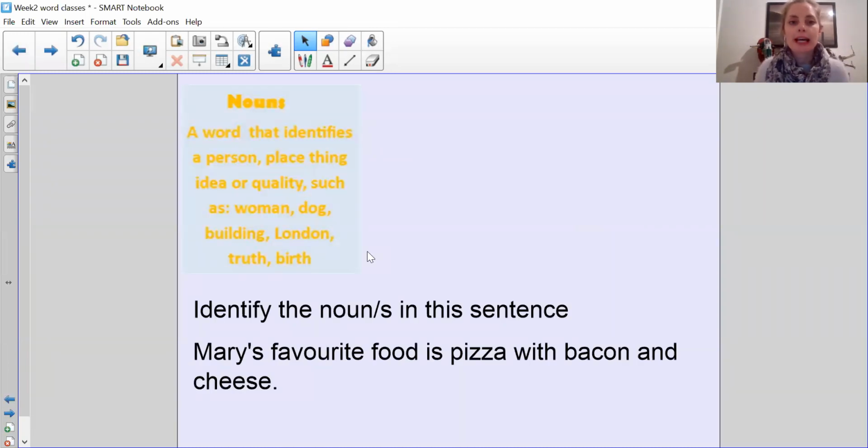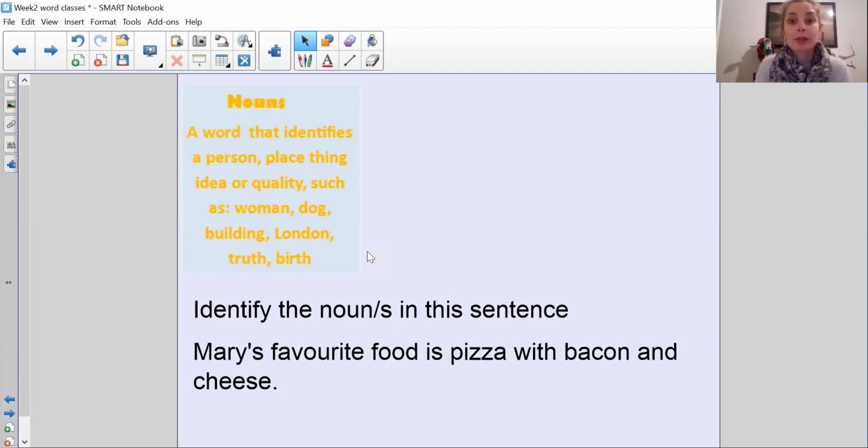The first one we're going to be looking at is nouns. Okay, now a noun is a word that identifies a person, a place, or a thing, okay? And now generally a noun is something that's very common, something that we find in everyday life. We can generally see it, we can very generally touch it, right?